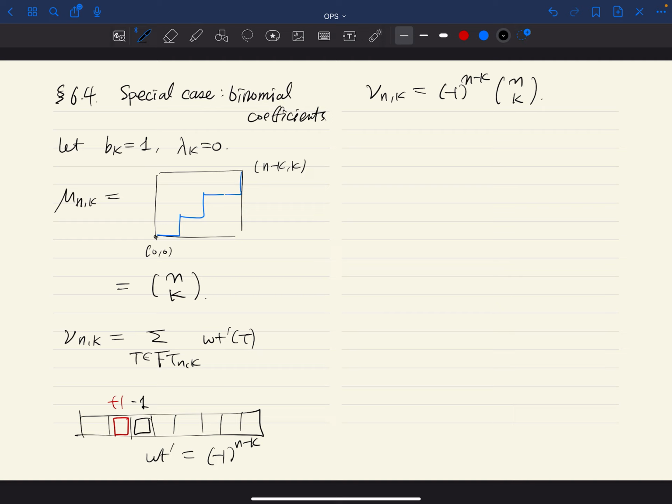So let me write this as a theorem. If p_k equals 1, lambda_k equals 0, then we have a very nice identity like this.